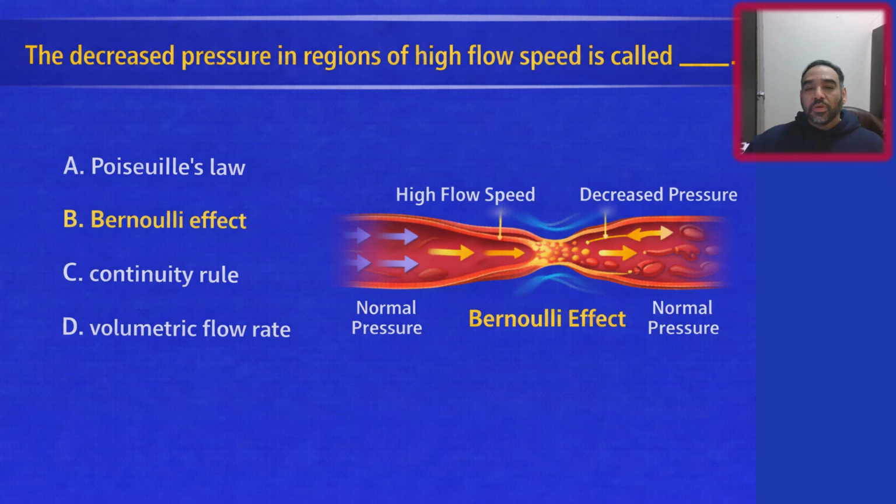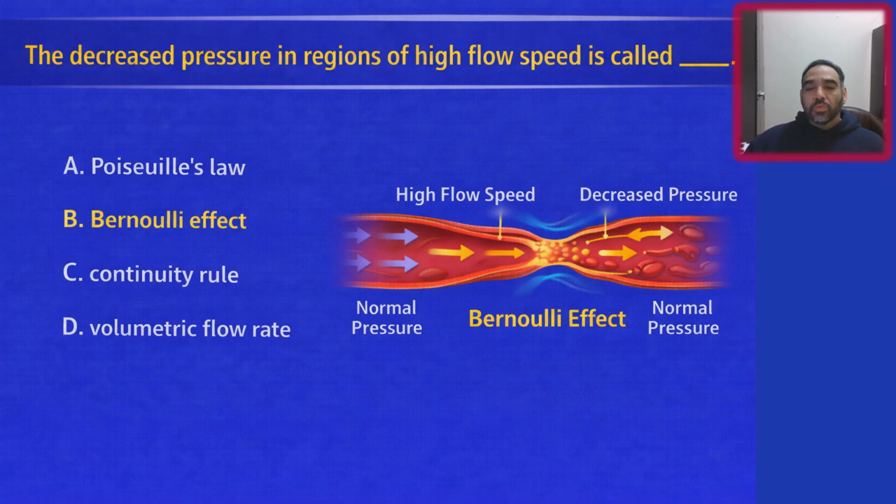So A says Poiseuille's law. And so Poiseuille's law describes, again, how flow depends on pressure difference, radius to the fourth, viscosity, and length. It explains resistance and how radius dramatically affects flow. But it doesn't describe pressure dropping because velocity increases. That's a different principle.